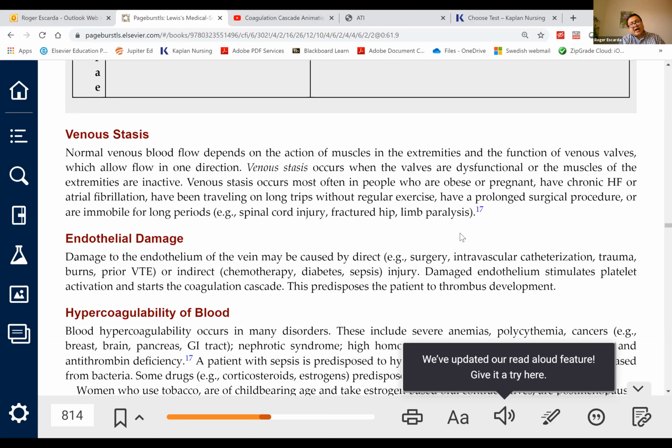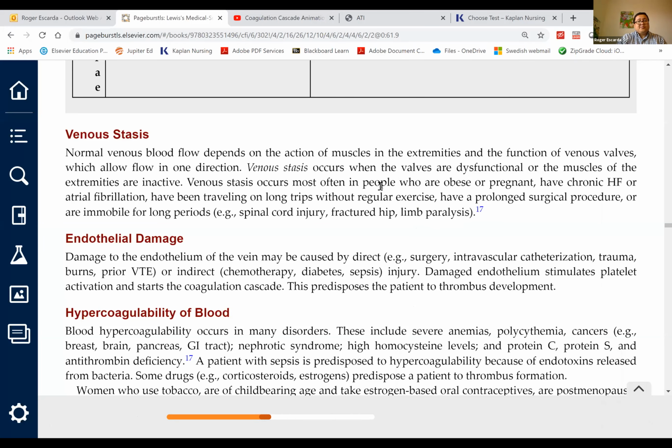The valves of the veins, of course, are helpful because they prevent blood from going back down, meaning as they're squeezed, blood only goes one way. So the valves close right behind it, allowing only one direction of venous return.